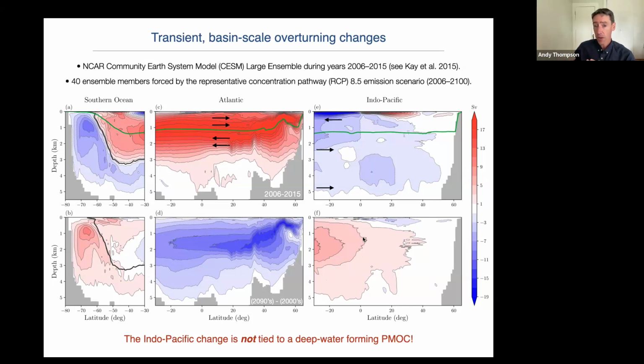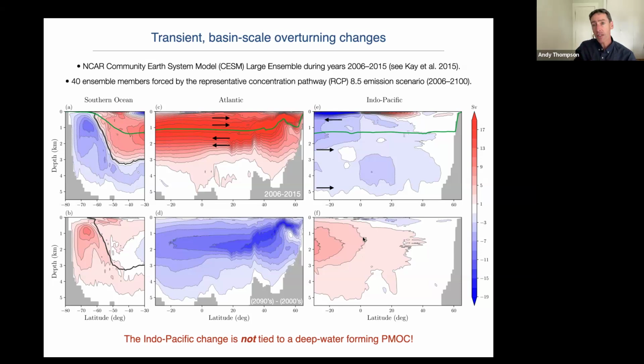We've had a number of discussions with colleagues who talk about, in different climates, might you have a source of deep water formation in the Pacific that gives rise to these overturnings? At least in these simulations, this is not due to identifying a new site of deep water formation, what some people call the PMOC. This is really just a response to the change in the stratification.